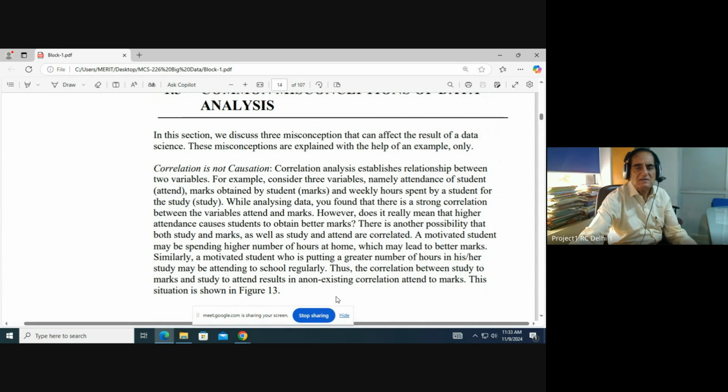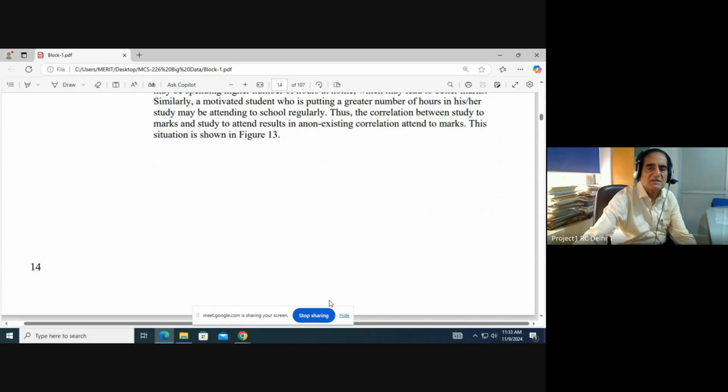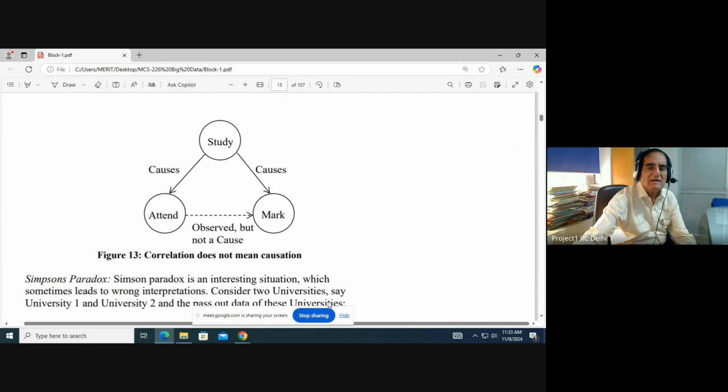So all these are simple. Thus, the correlation between study and marks and study and attend results in a non-existing correlation between attend and marks. So this situation is shown in figure 13. Figure 13, yeah. So this is correlation does not mean causation. So attend, marks, study, cause, all this. These are not causation. This is study and marks. Attend, no. Attend and marks are not related. But study causes marks, that's important.